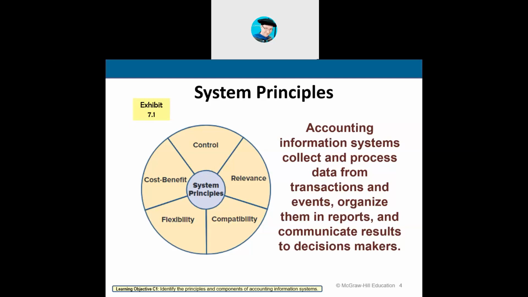Our financial statements. All of that is done in a centralized system. The reports are generated from that system and communicated to the decision makers: the managers of the company, the supervisors, the stockholders, the SEC, all of the people that need that type of information. And that's what an accounting information system is.